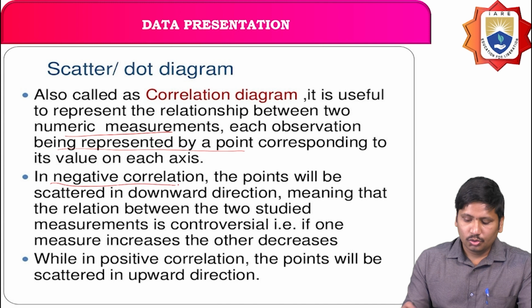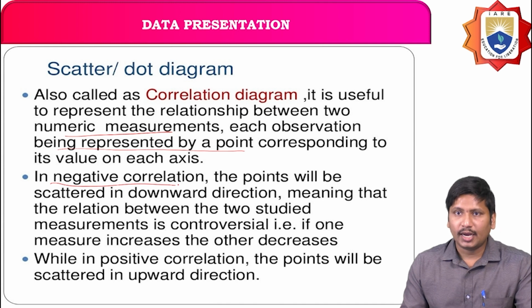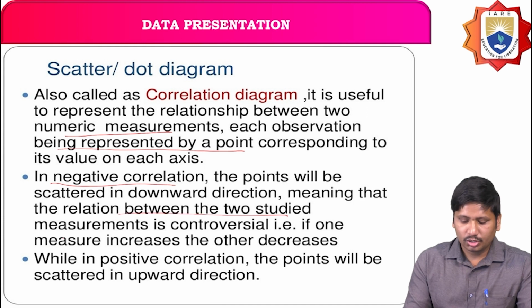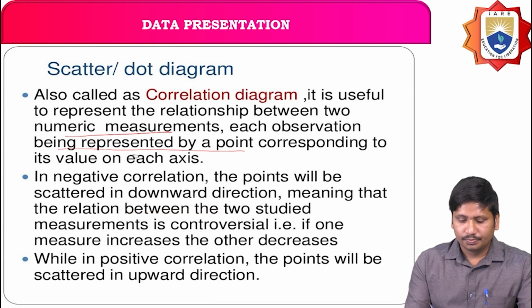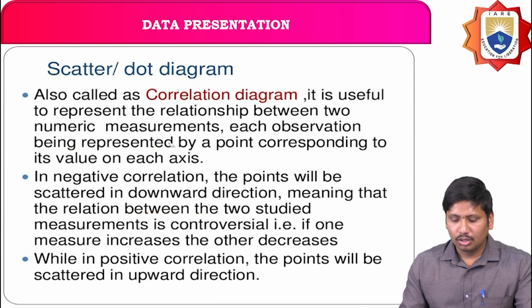Right, so in negative correlation, the points will be scattered in a downward direction, meaning that the relation between the two study measurements is contraventional. That is, if one measure increases, the other decreases. While in positive correlation, the points will be scattered in an upward direction. So that is how a scatter diagram or dot diagram looks.